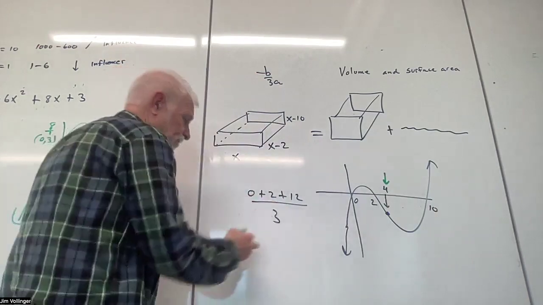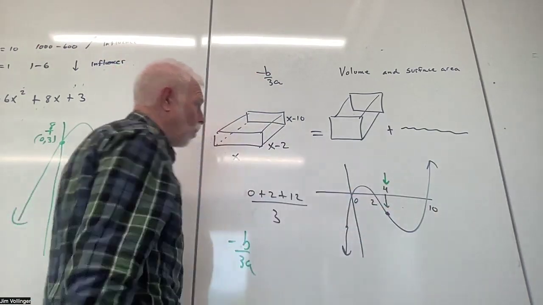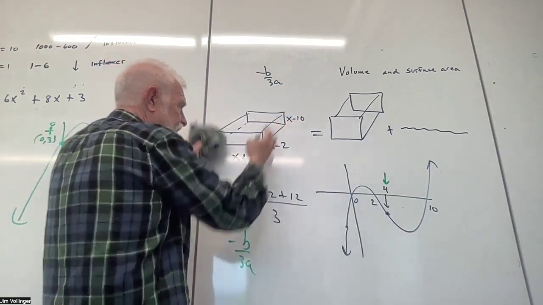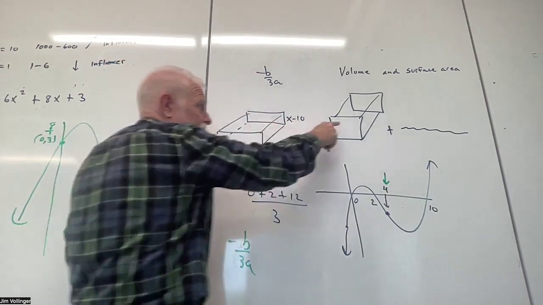And it turns out it's minus b over 3a. It's the average of the roots. Why? Because I'm going to average the 0, the 2, and the 10. It's like putty. These are already the same, x, that's the same. I'm trying to make a perfect cube.